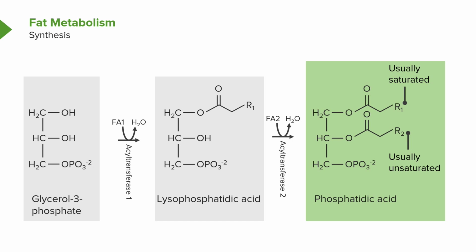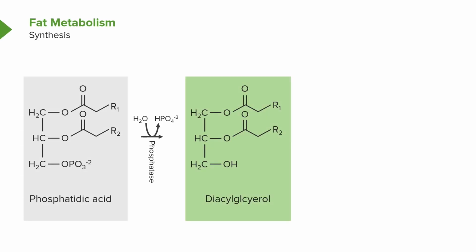Now, the fatty acids in phosphatidic acid are usually saturated at position 1, meaning all single bonds, and usually unsaturated at position 2, meaning having one or more double bonds. Phosphatidic acid can be converted into fat in only 2 more steps.